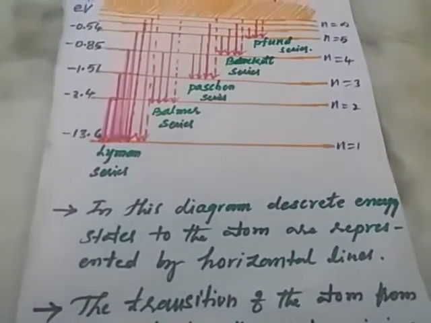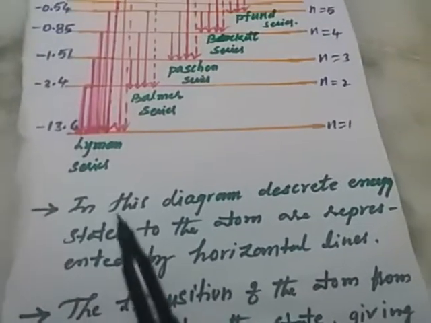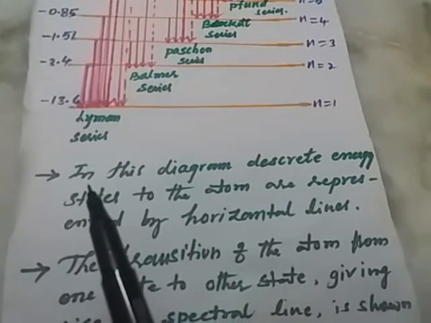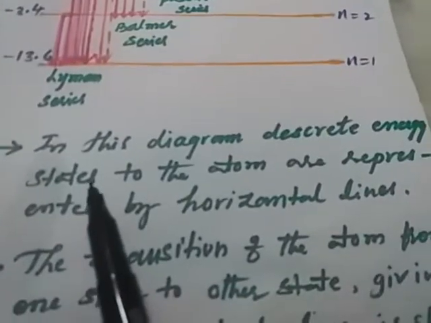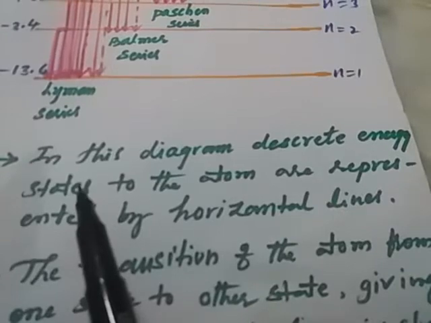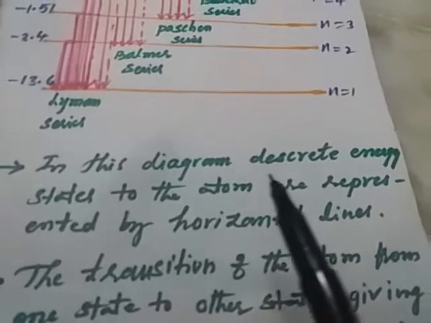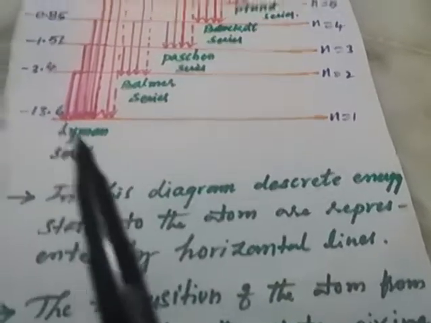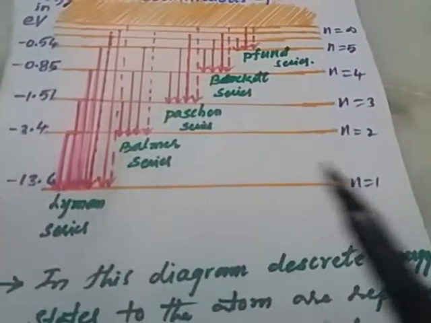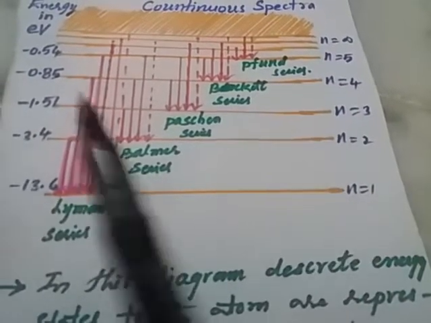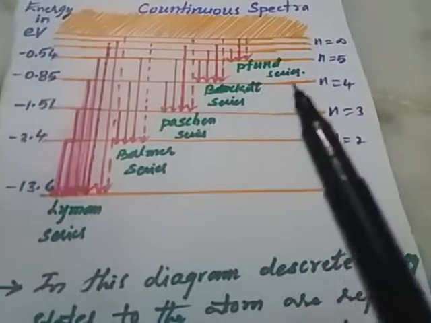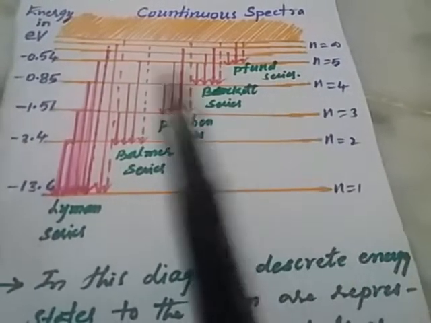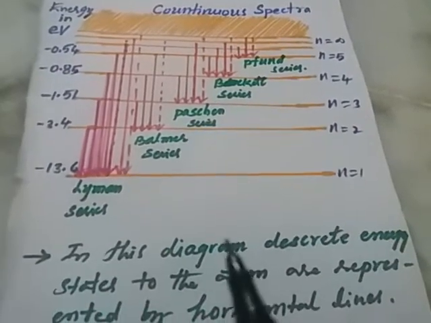According to this diagram, let us understand the following points. What is the first point? In this diagram, discrete energy states of the atom are represented by horizontal lines. Just now I said the discrete energy levels of an electron or atom can be represented by horizontal lines: n equal to 1, 2, 3, 4, 5.